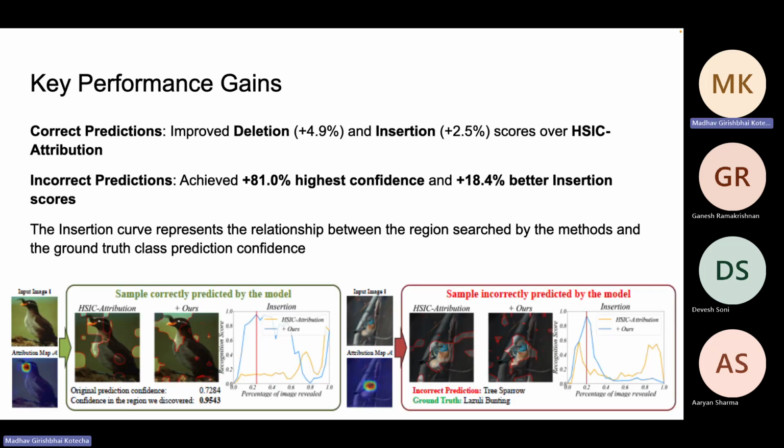So the key performance gain is that you can see the correct predictions have improved the deletion and insertion scores over HSIC attribution, and for the incorrect predictions the highest confidence is increased, and there are 18.4% better insertion scores. You can see in this image that the HSIC attribution didn't take into account the beak of the bird, which might be an important patch for deciding which class the bird belongs to. But the method proposed in the paper takes this into account, which I think has led to a great increase in the recognition score as well.